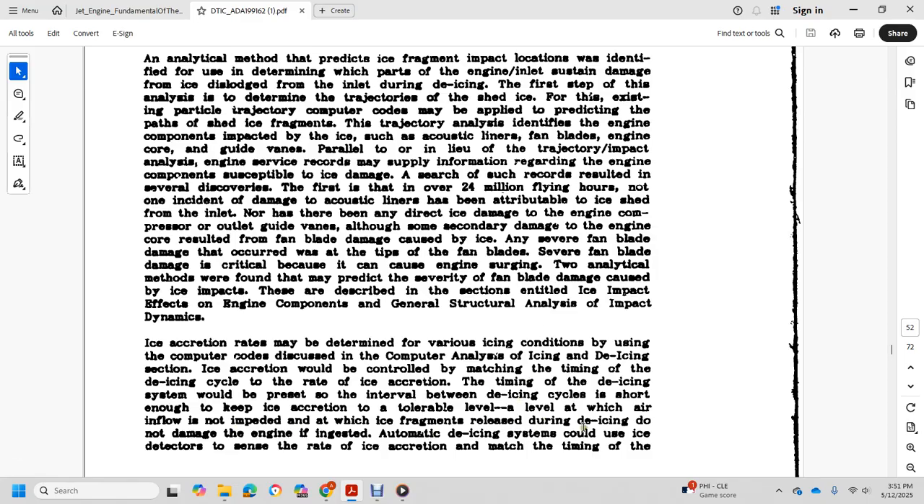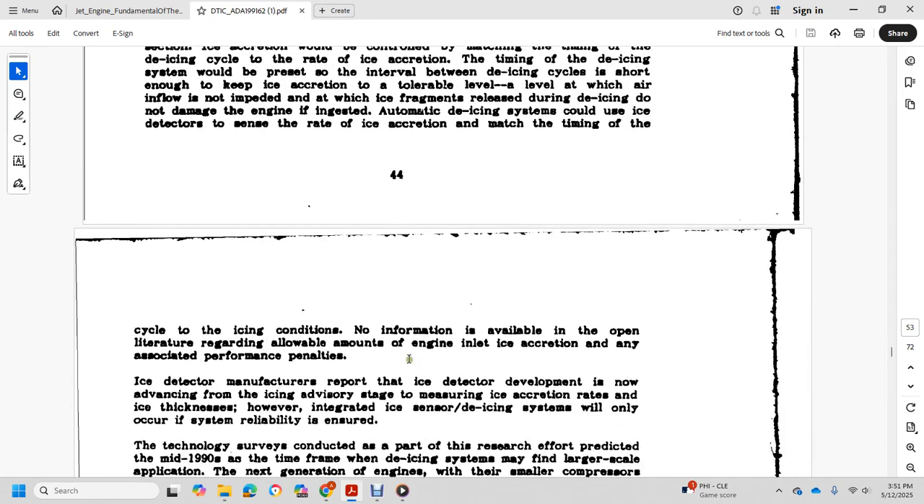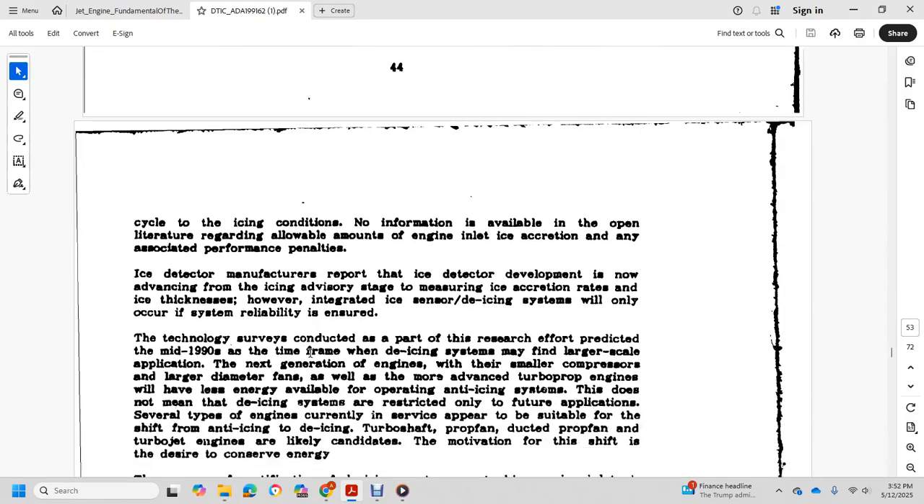Instead of an automatic de-icing system, one could use an ice detector to sense the rate of ice accretion and set the timing of the cycle to the ice conditions. No information is available in the open literature on the amounts of engine inlet ice accretion and any of the associated performance penalties.